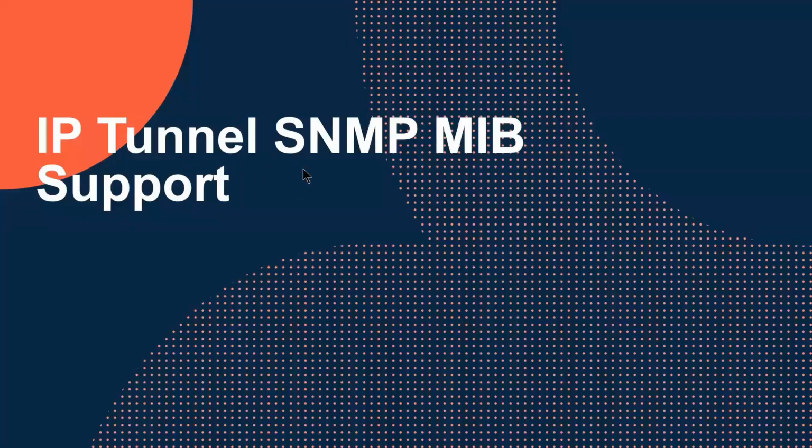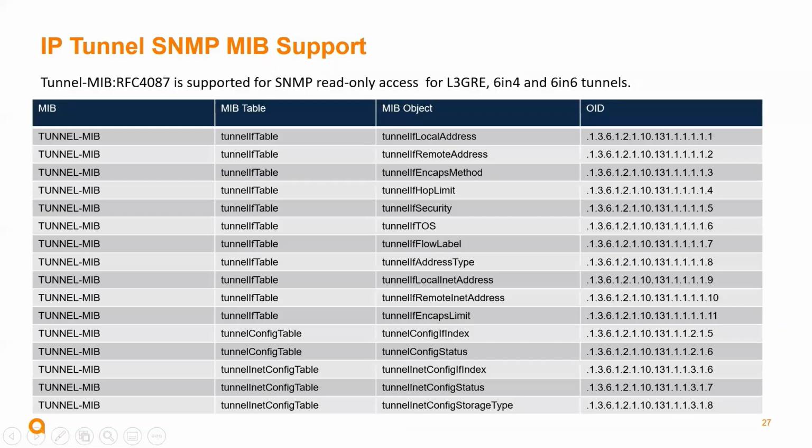Next comes the SNMP MIB support for the IP tunnel. The IP tunnel is available in our AOS-CX switches, but previously we didn't have any support for the SNMP MIBs. So as part of DoDIN APL Certification 10.11, we will have support for the SNMP MIBs. This SNMP MIB for the tunnel is supported via RFC 4087.